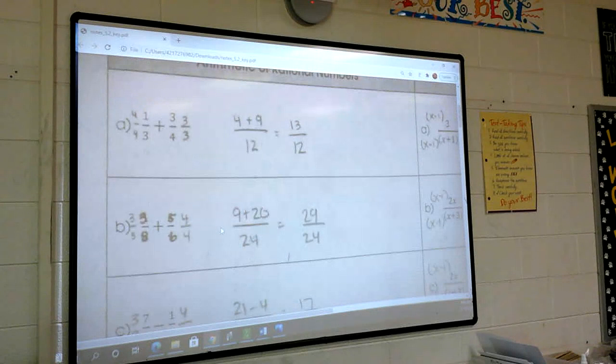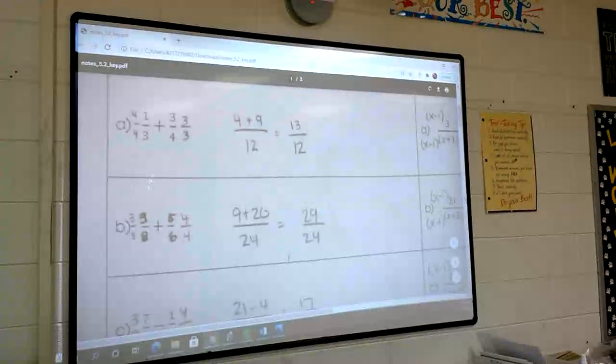In B, we say, okay, we have the numbers 8 and 6. Well, we need to find the smallest number that both of them go to. So 8, 16, 24; 6, 12, 18, 24. So they both go to 24. That'd be the smallest number. So how do you get 8 to 24? You multiply by 3. So we're going to multiply both by 3. How do you get 6 to 24? You multiply them by 4.